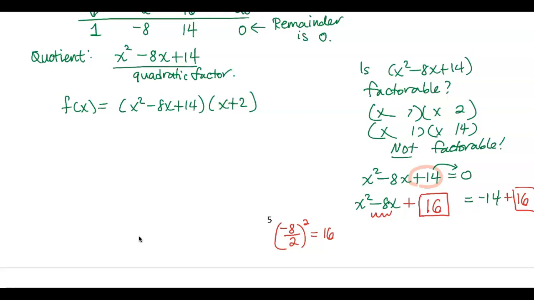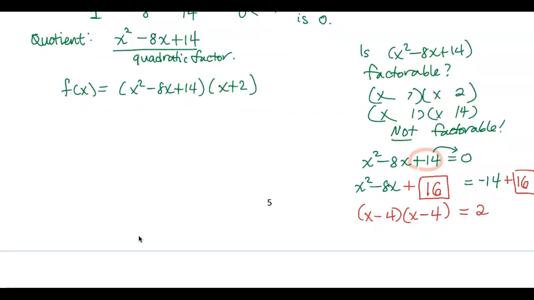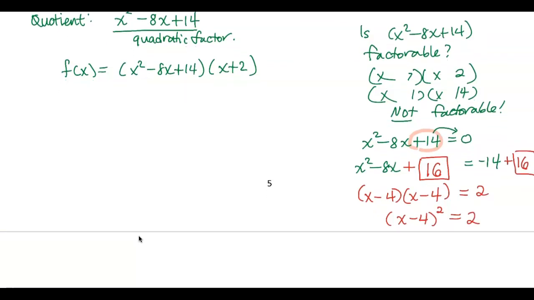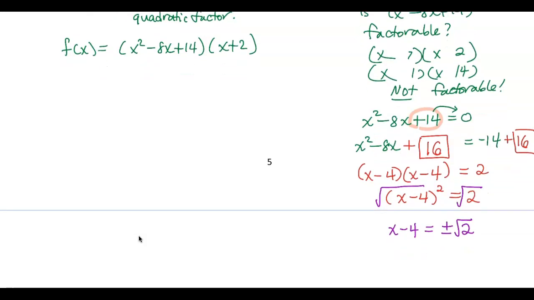If I do that, the left side is factorable. The left side of the equal sign is now x minus 4 times x minus 4, right? And the right side of the equal sign is simply 2. I can write x minus 4 times x minus 4 as x minus 4 squared. And this is a good starting point for me to now solve for x. I'll take the square root of both sides. I will get x minus 4 equals plus or minus square root of 2, which cannot be simplified.